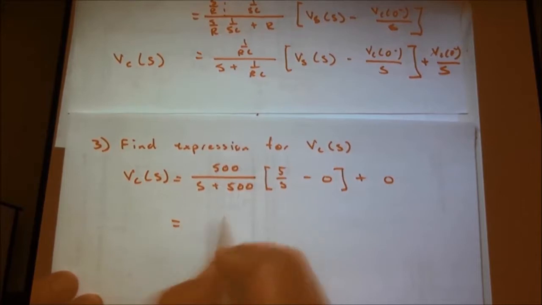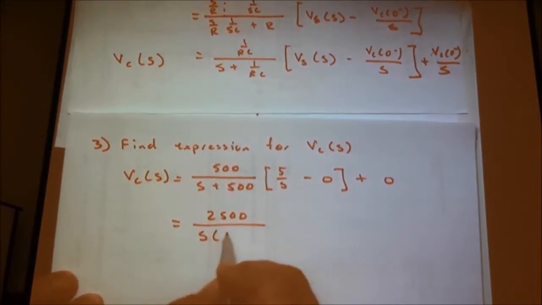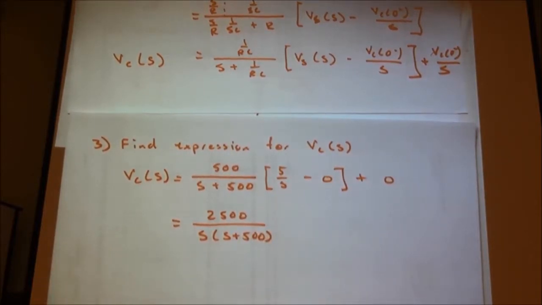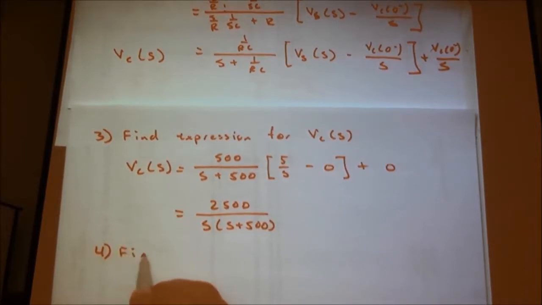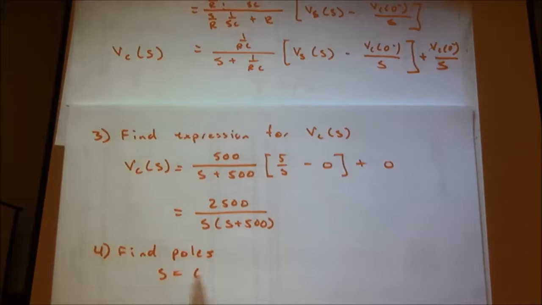And so we wind up with 2500 over S plus 500. Right? No problem. Find our poles and zeros. Well, in this case, the poles jump out at us. S equals 0. S equals minus 500.